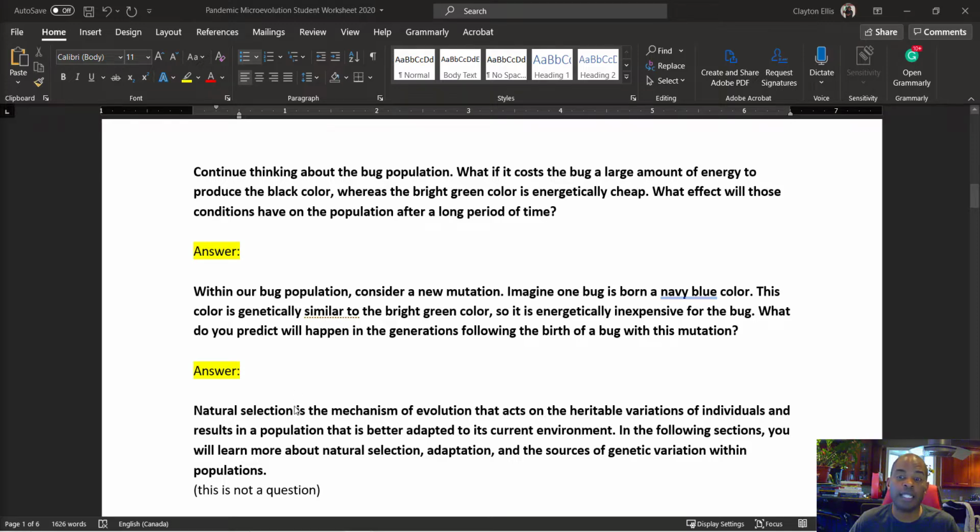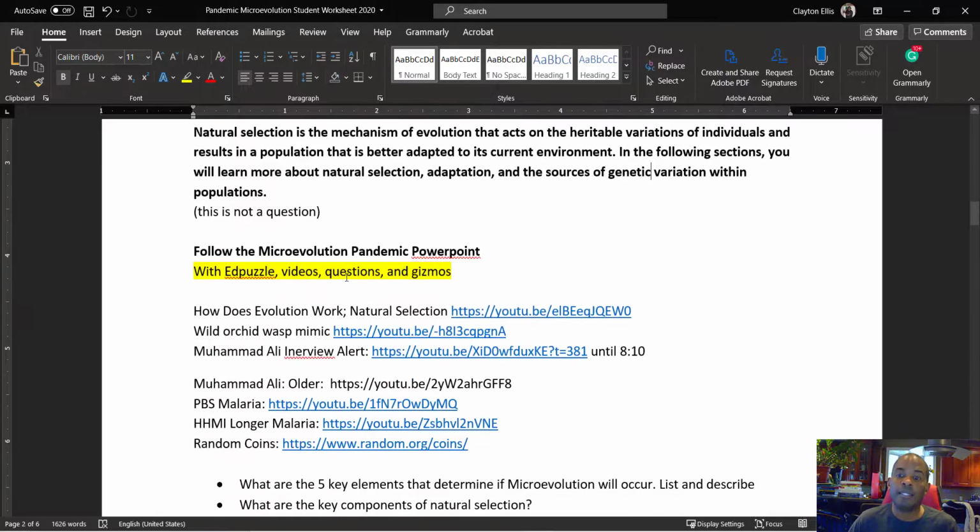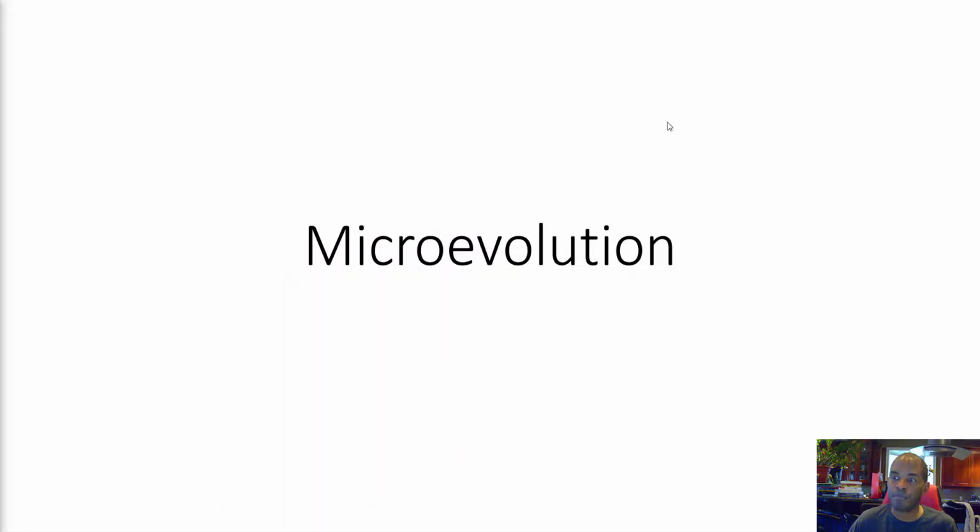I'm not going to read this last statement because that is kind of a follow-up to your think. So you're going to think aloud, share your idea with the person, if you're collaborating with somebody on Zoom or whatever media you're using. And then once you've done that, then look at the answers. Or we'll look at this last statement that I'm highlighting here. Okay. So that brings us over to the presentation, microevolution.